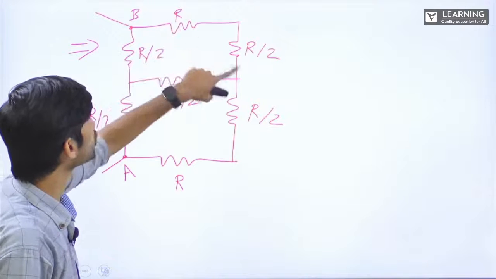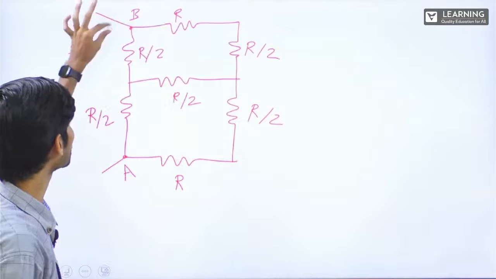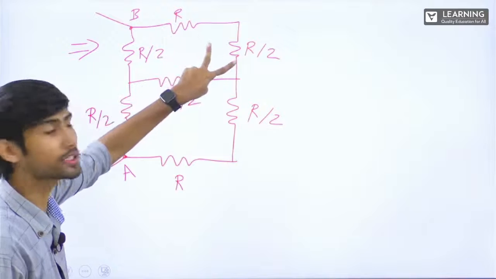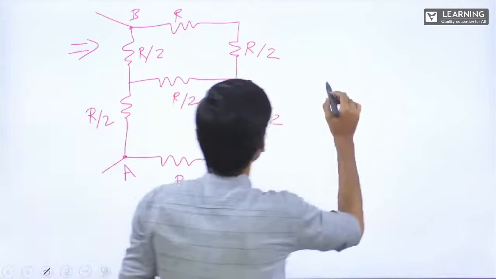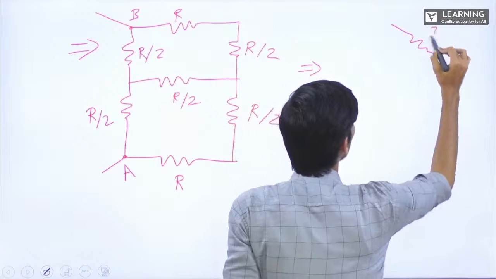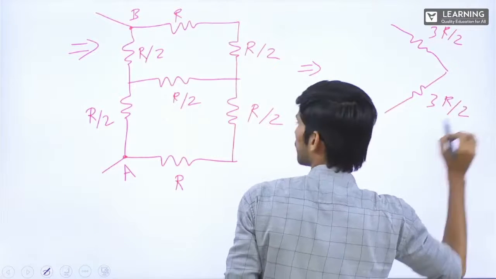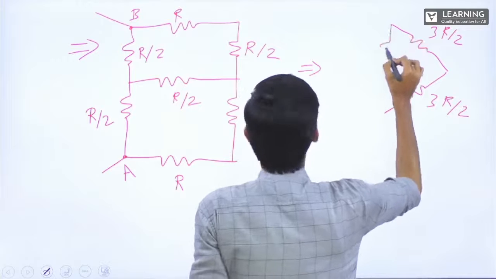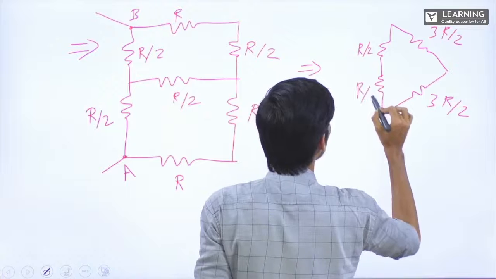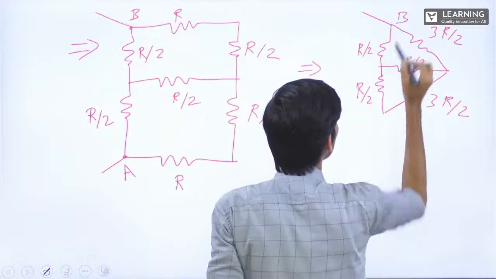Now see, these two are in series. These two are in series. Always see the terminals also, okay? These two are in series. These two are in series. So this R plus R by 2, 3R by 2, R plus R by 2, 3R by 2. So here, this will be 3R by 2. This will be 3R by 2. This will be R by 2. This will be R by 2. There is one more in the middle, that is R by 2. This is B. This is A.